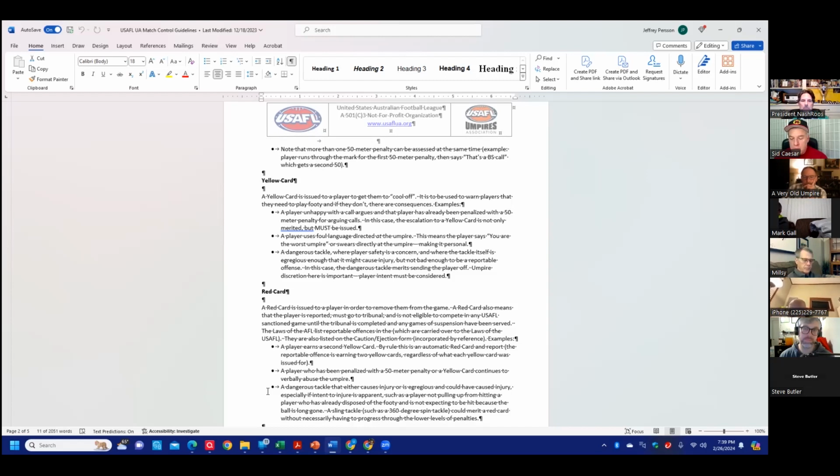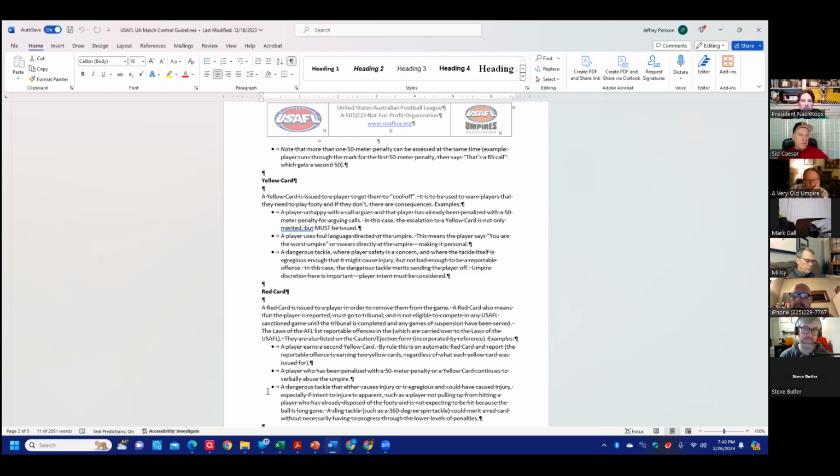Yellow card. The yellow card is issued to a player as a cool-off. It's close to what the yellow card is in soccer. It's a message for one. But two, unlike soccer, the player must leave the field for 15 minutes of game time. It is used to warn players that they darn well better be playing footy, because if they don't feel like playing footy and they want to do other stuff, there are consequences.